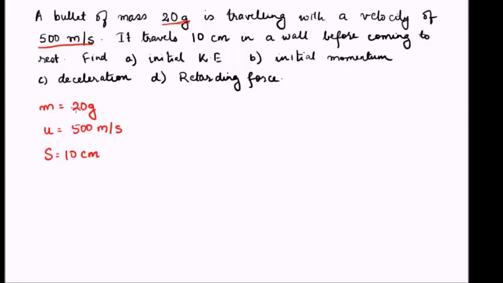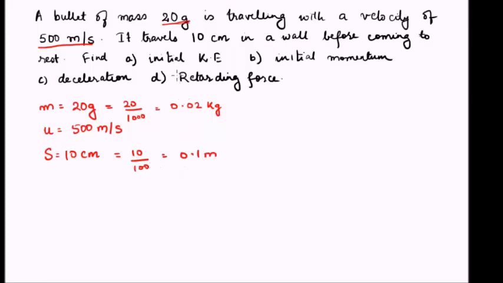Let us convert mass and distance into the SI units. 20 gram would be 20 divided by 1000 kg, that is 0.02 kg, and 10 centimeter would be 10 by 100, that is 0.1 meter.